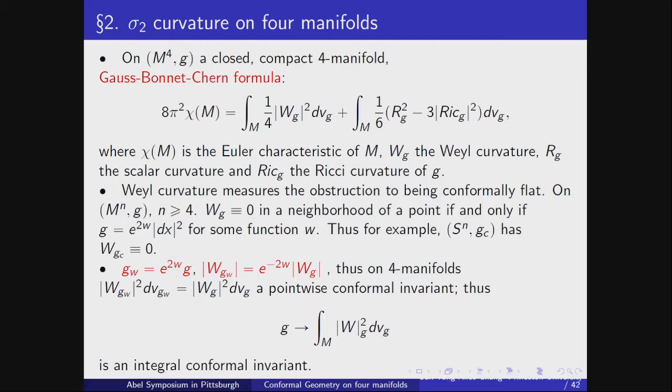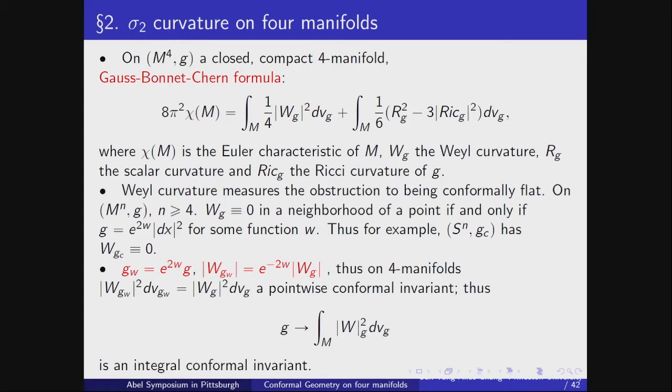And the effect of that to us on a four-manifold is, if you have d volume of g_w, it turns out to be exponential 4w d volume of g, and that exponential 4w cancels out with the weight of exponential minus 2w. So this volume form, Weyl squared d volume, is a pointwise conformal invariant. So as a consequence, the integral is a conformal invariant. Okay. And so we have this formula.